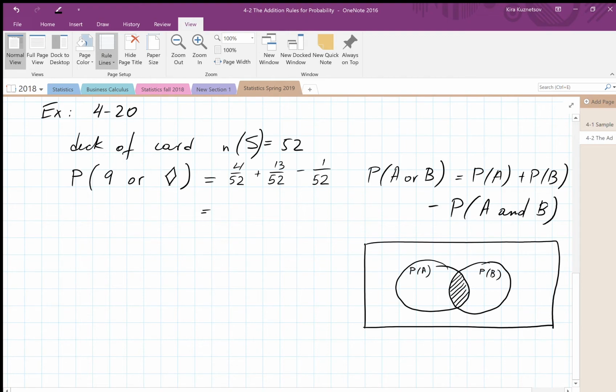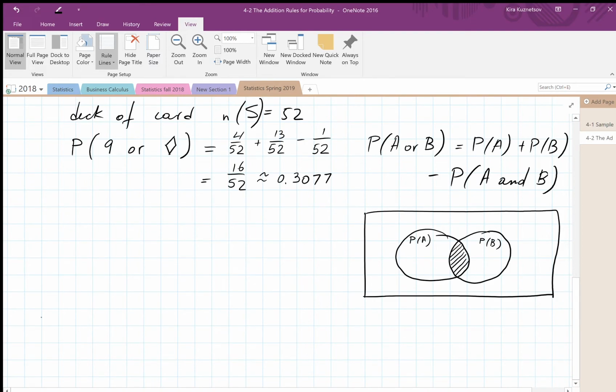The final answer for this problem is therefore 16 out of 52, which can be approximated to 0.307 and then 69, so I'll round this to a 7. If anything, this is the only issue with this particular chapter, so I'm going to do one more example of this scenario.